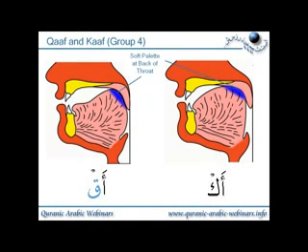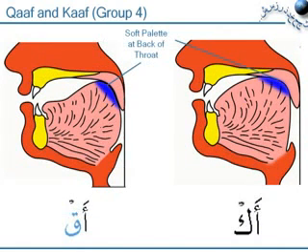Group 4 is moving up, so we're going from the bottom of the throat up and forward to the front of the mouth. So these two, group 4 is qaf and kaf. So this involves the tongue, the back of the tongue, touching the very back upper portion of your throat. So it's really to do with the soft palate. The qaf is slightly behind the kaf.